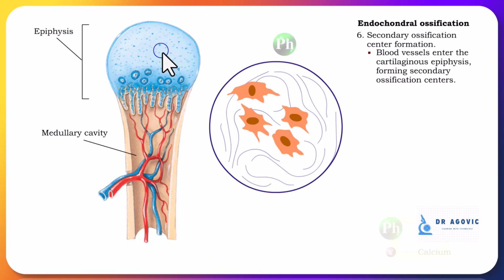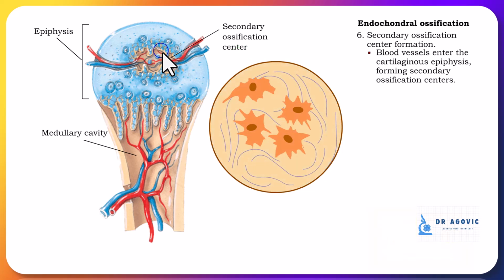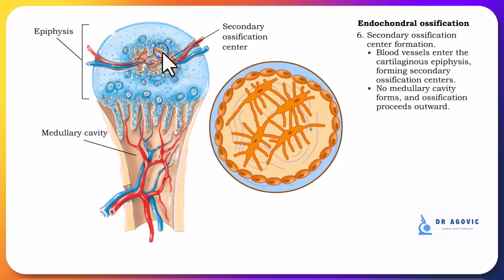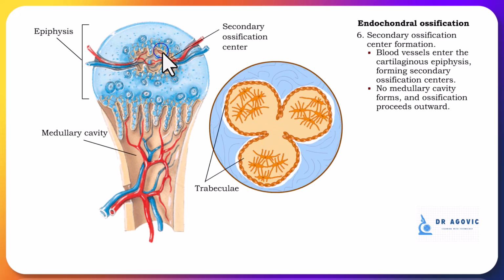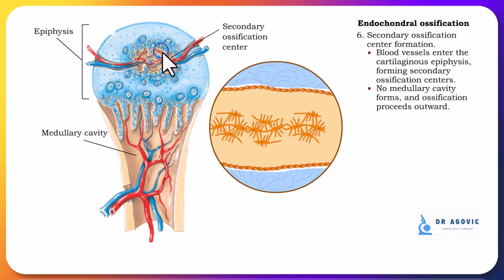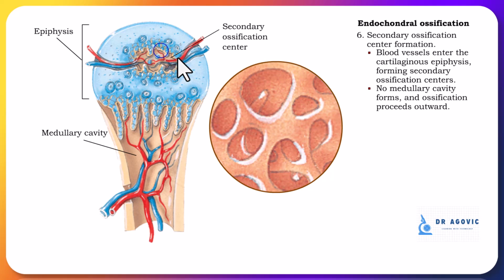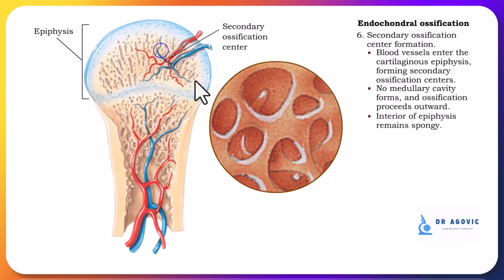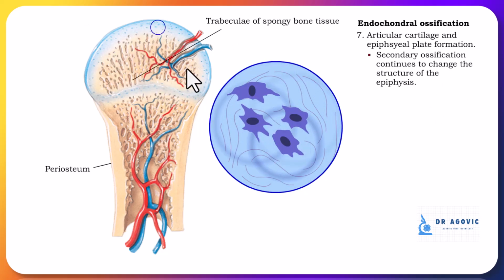Around the time of birth, blood vessels enter the epiphysis, the ends of bone, forming a secondary ossification center. Secondary ossification differs in that no medullary cavity forms and ossification proceeds outward. As a result, the interior of the epiphysis remains spongy. Secondary ossification leaves a thin layer of hyaline cartilage covering the epiphysis. This is known as the articular cartilage, and it reduces friction and shock in the bone joints.